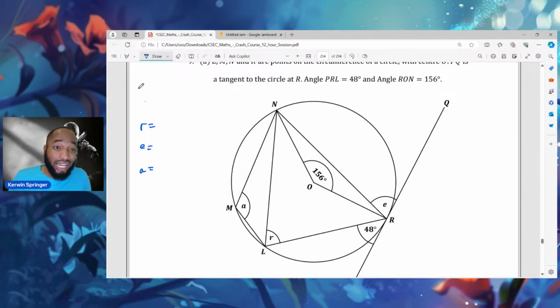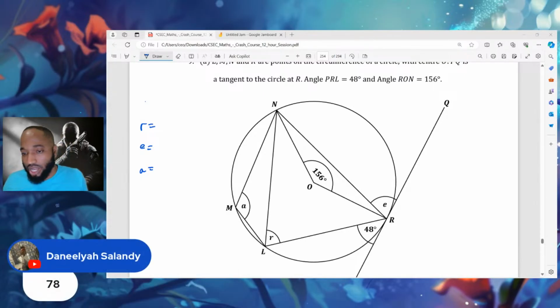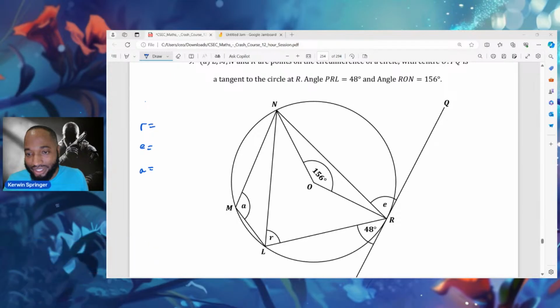Now we'll be going at lightning speed there. Underground people, you get set free. The undergrounders, you get set free. Anybody from the underground live stream here? So R is 78.